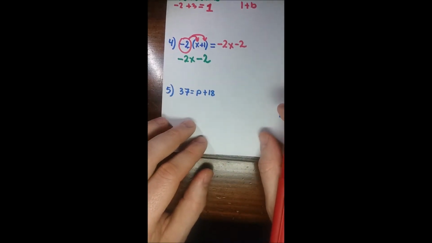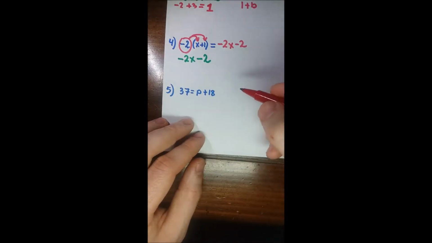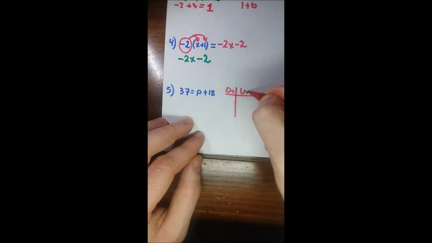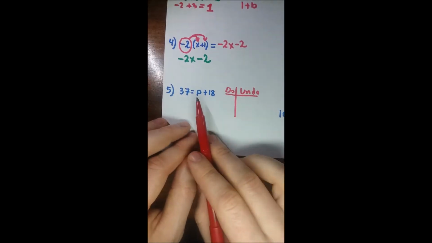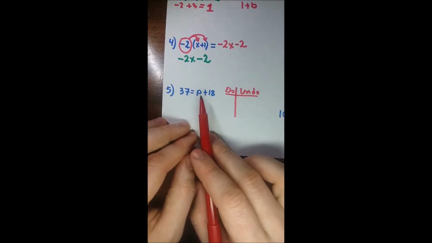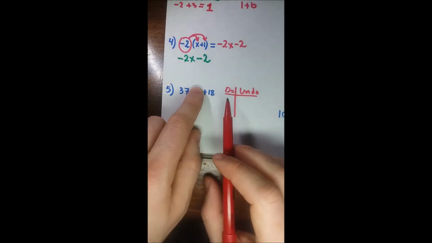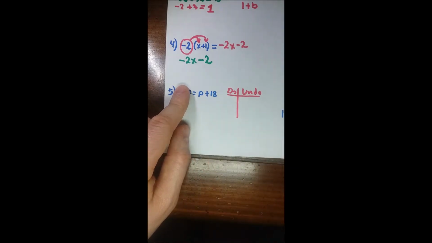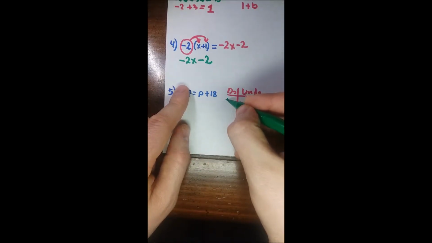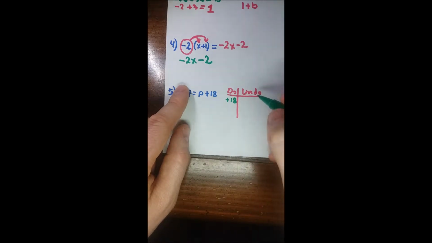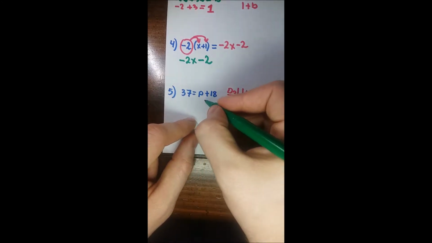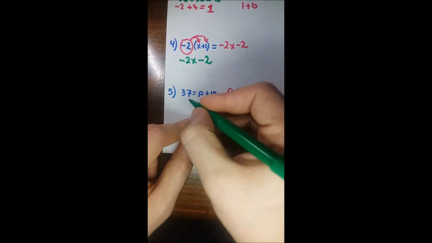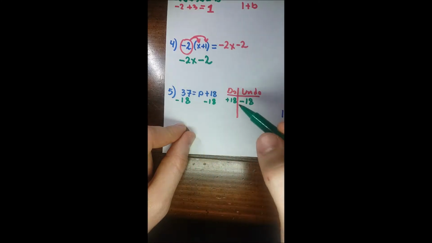Number 5. 37 equals p plus 18. Here we have a table. I do it with a table, do and undo. So the question is, what happened to p? You can cover up the p, or you can actually cover up the other side. So what happened to p? What did you do to p? You added 18. How do you undo? You subtract 18, the opposite of that. So basically here we need to subtract 18 from both sides.